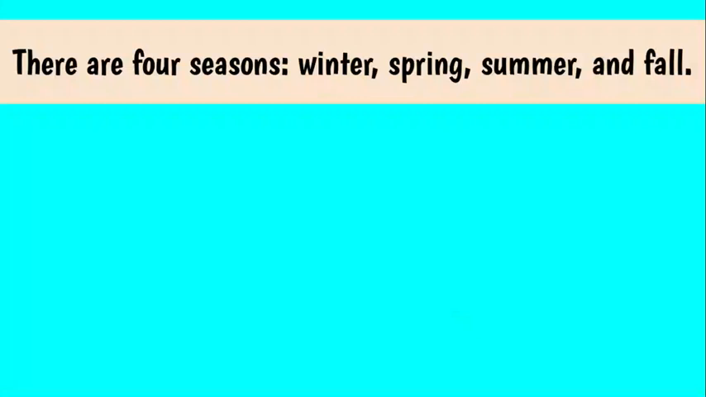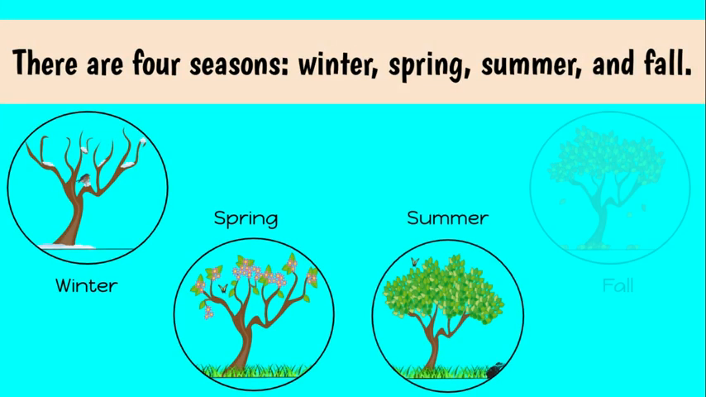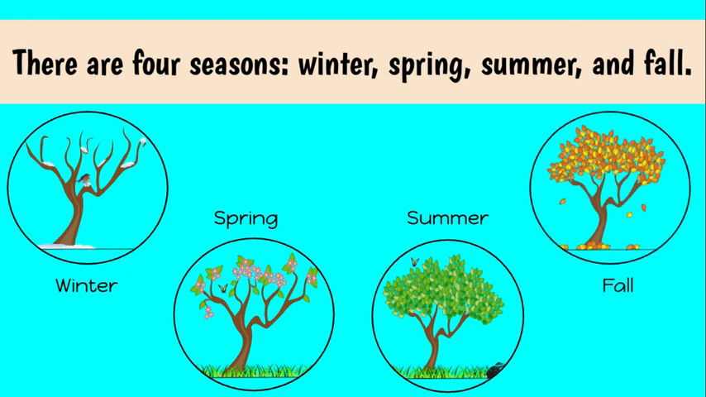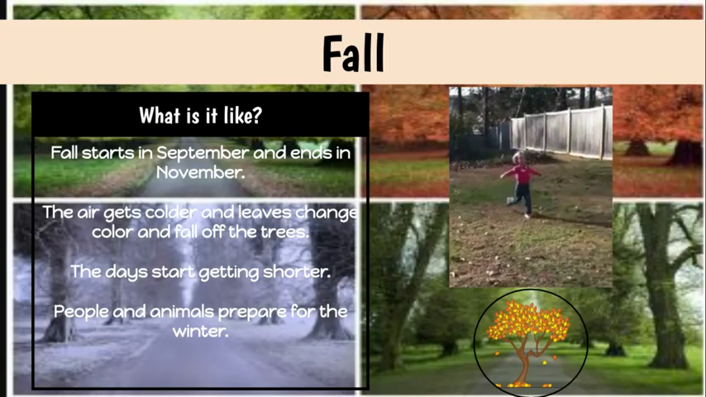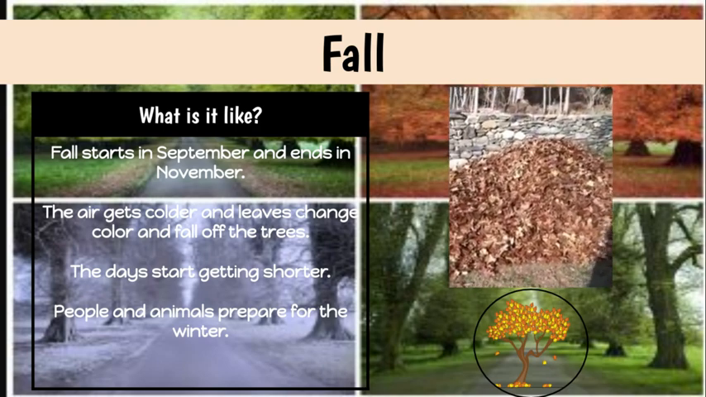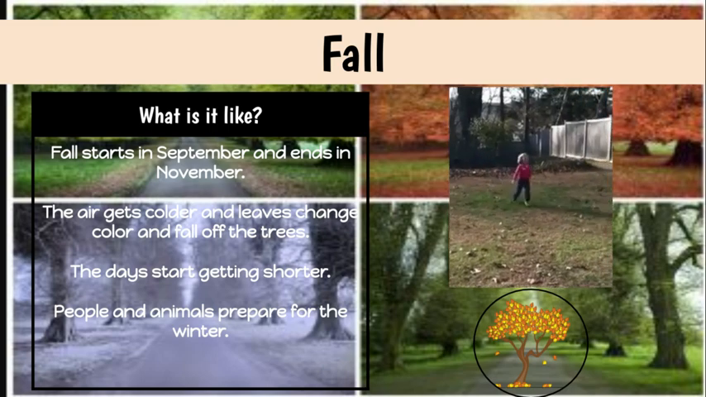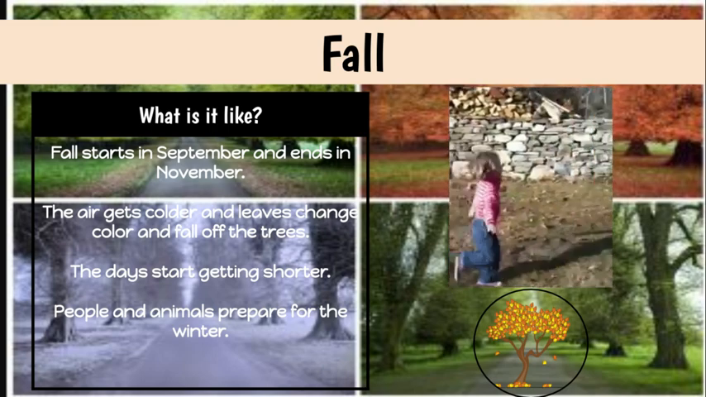Remember, the four seasons are winter, spring, summer, and fall. Let's do a quick review. Fall starts in September and ends in November. The air gets colder and leaves change color and fall off the trees.